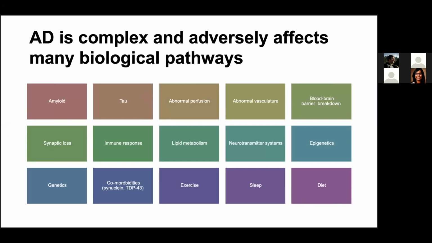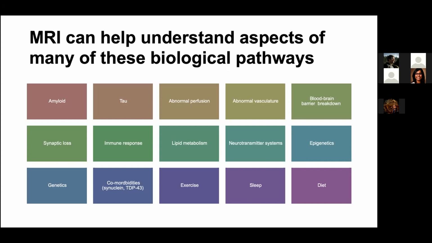So one of the things that I want to touch upon and highlight is that AD, although yes, we have the two characteristic hallmarks, is very complex as a disease, and it affects many, many biological pathways. These are some of them, not all. They're not necessarily independent, but they are different. So you have amyloid, tau, perfusion, vessel changes, changes in blood-brain barrier, immune response, lifestyle, that would include diet, sleep, exercise. You have genetics, and Alzheimer's disease seldom comes by itself. Going further away, MRI can help understand these aspects. And I'm very excited to present to you these aspects because I love MRI.